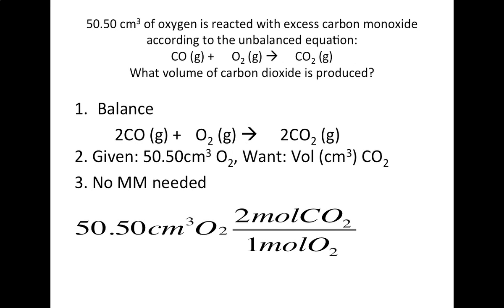So you have 50.50 centimeters cubed of O2 multiplied by 2 moles of CO2 for every 1 mole of O2. You multiply 50.50 by 2 and divide that answer by 1. And you get 101, should actually say 101.0 with the correct number of sig figs, centimeters cubed of CO2.